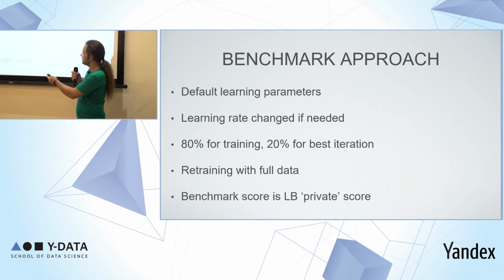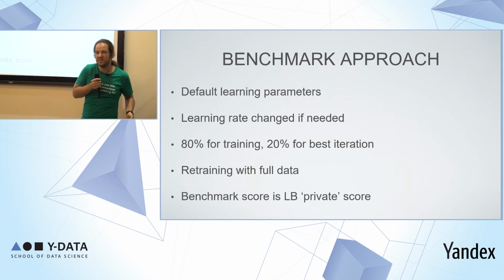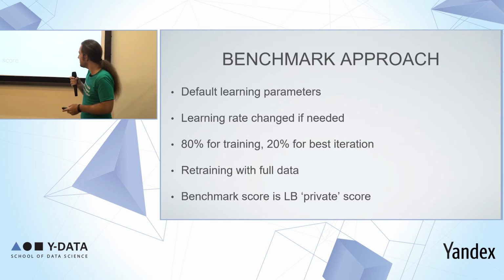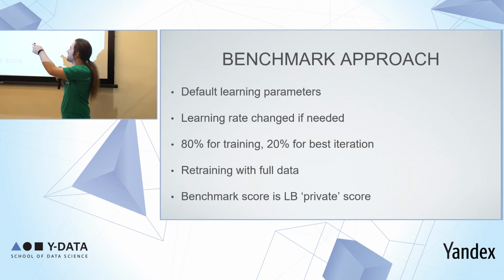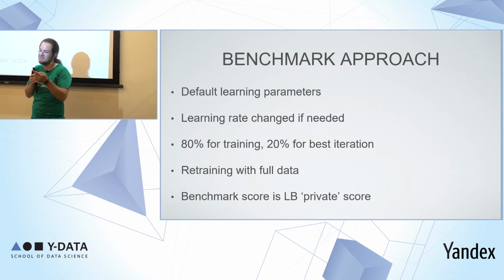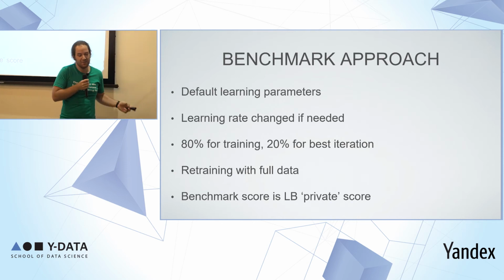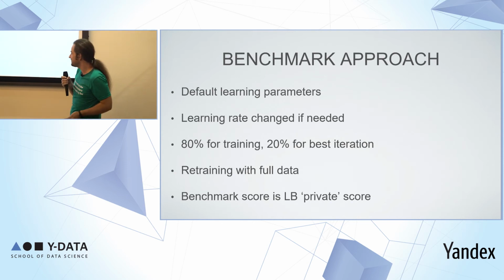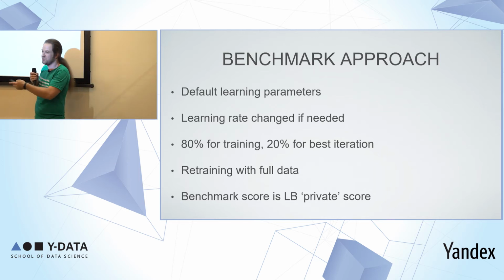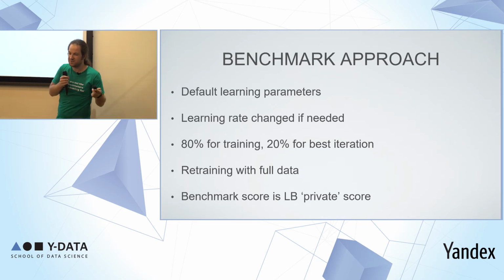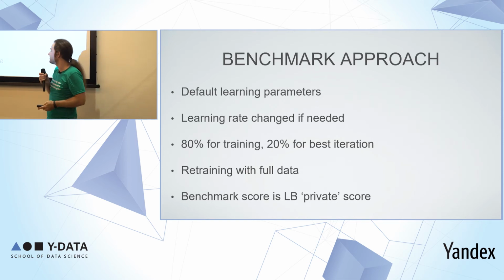Also, I split off 20% to find the number of iterations. And for the final result, I retrain it again on the full data set. It's the usual procedure which is done in Kaggle when you find the best parameters. And the benchmark score, which is presented in the table, is the private score in this competition for the late submission.